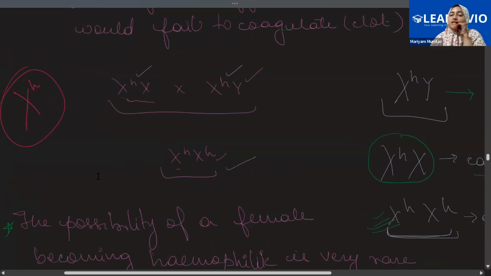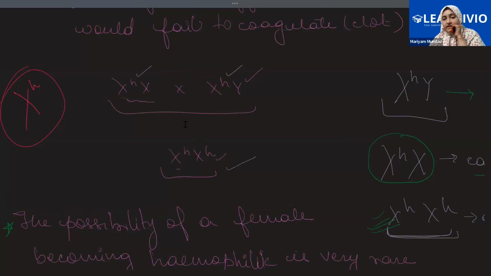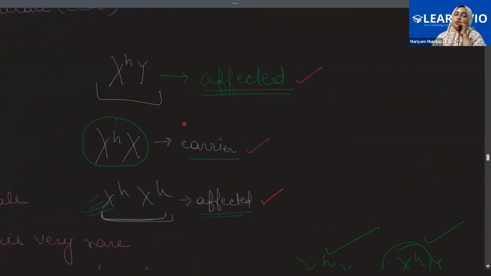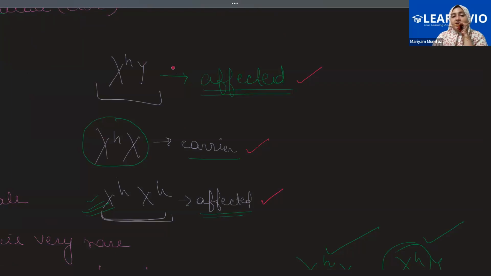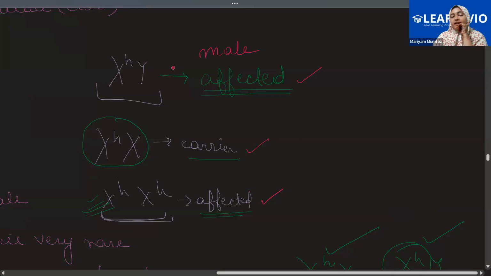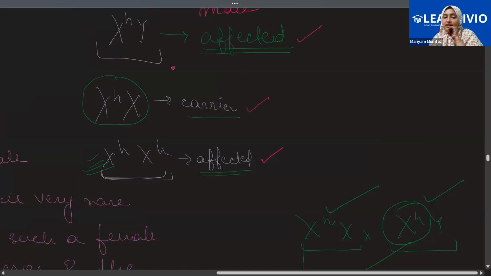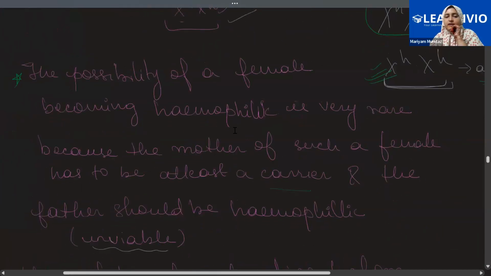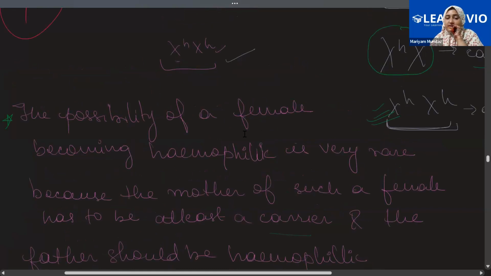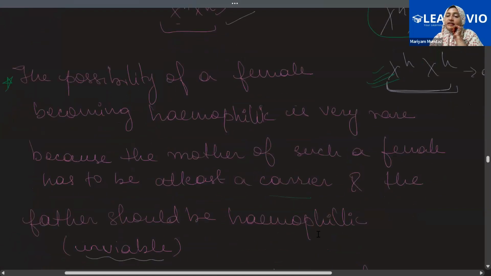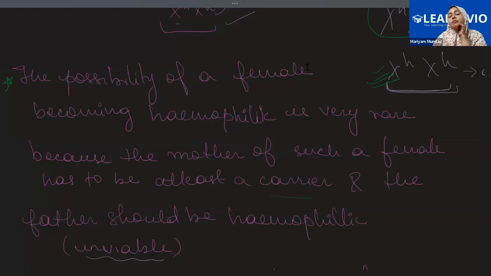Now talking about the way it is transmitted. X^H is the genotype of hemophilia, and you can see X^H Y. In this heterogametic condition, the male is affected. In the second case, the female becomes a carrier or the female becomes affected. The possibility of a female becoming hemophilic is very rare because the mother of such a female has to be at least a carrier, and along with that, the father should be hemophilic. Only then can the female become hemophilic.